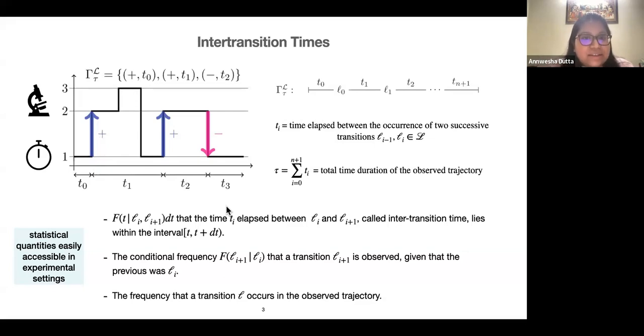For such a time series, there are certain statistical quantities that we can compute just from this time series information. One such quantity is the time taken between two successive chosen transitions, say l_i and l_{i+1}, given that these two transitions happen. Then we have the conditional frequencies: if there is a particular transition, what is the probability of observing the next transition to be l_{i+1}? Or we can have the frequency of the transitions itself, for example, the frequency of observing a plus transition. In our molecular motor, that just means the forward transition. That kind of information we can compute from this time series analysis.